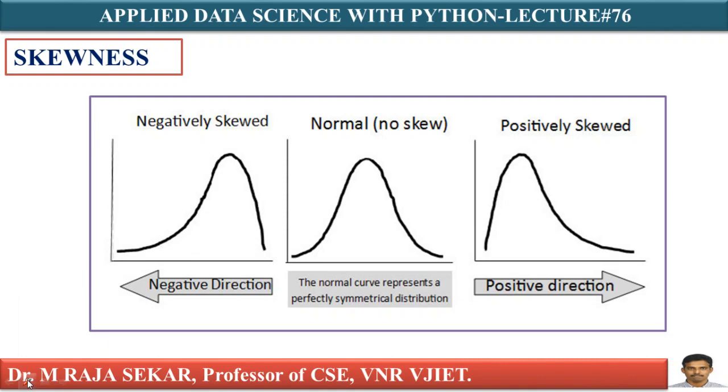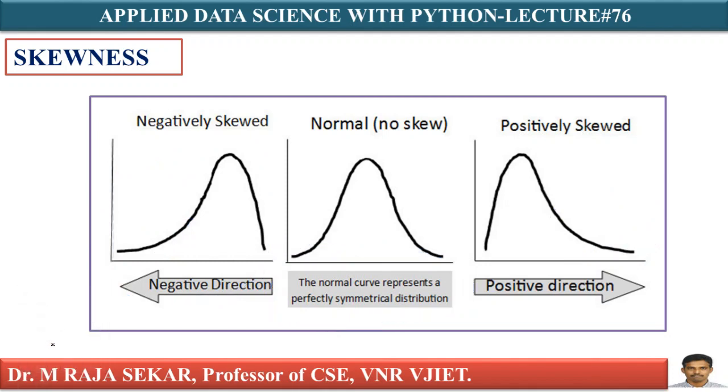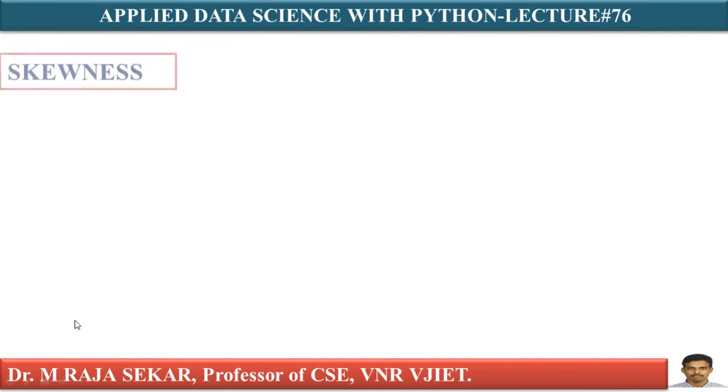This first one has got skewness on the left side. Why? Because its tail is stretched along the left side. Therefore, I can say it is stretching its tail along the negative direction, so this is negatively skewed. Whereas here its tail is stretched along the positive direction. Therefore, it is positively skewed. In the middle case, the normal curve represents a perfectly symmetric distribution. It is not stretching, isn't it? Anyway, we will try to understand these things with different illustrations.